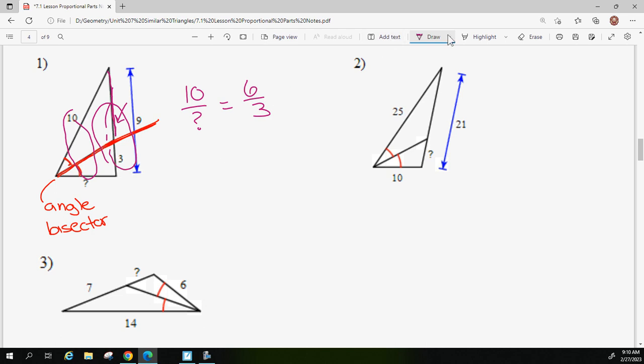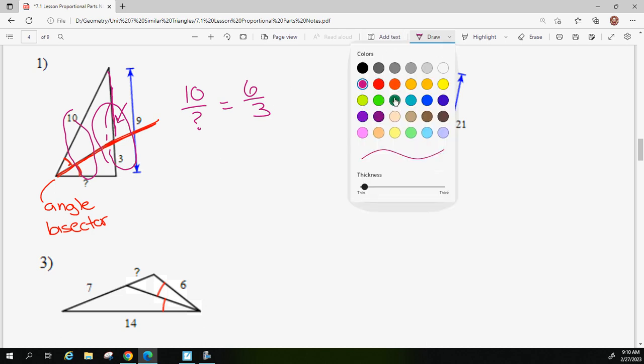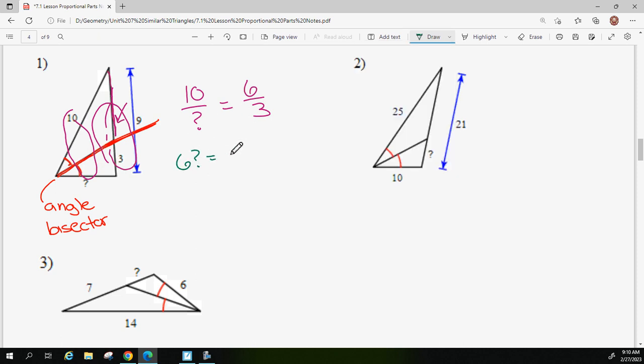And once we get this proportion, it's a solving proportions problem. And that's not a new idea. 6 times question mark, 10 times 3. Divide both sides by 6 and get 5. So this side over here is 5. So again, whenever I see this segment making two congruent angles, it's an angle bisector. That means it's created some proportions in this triangle.